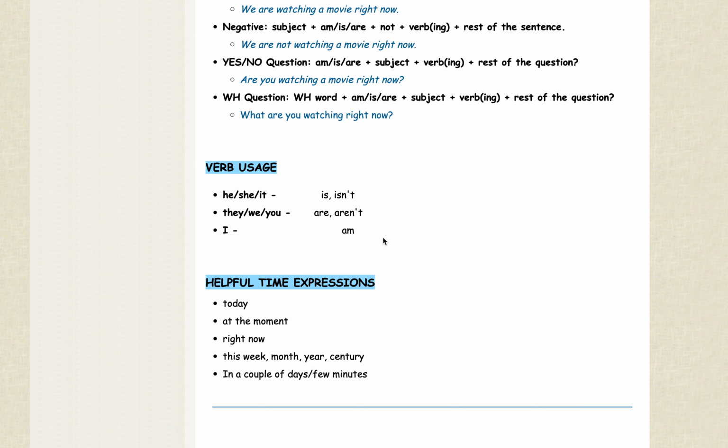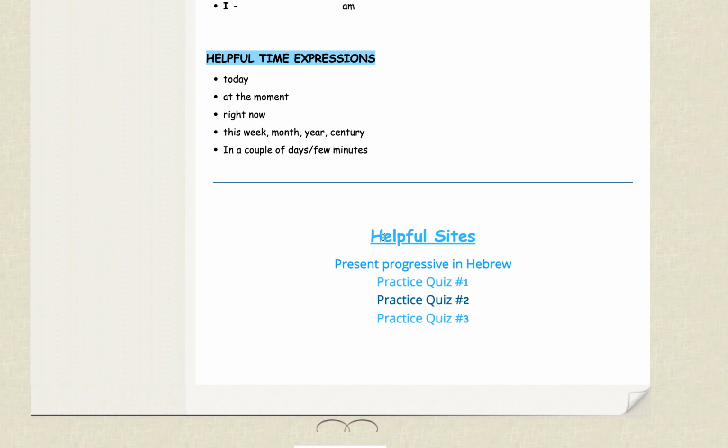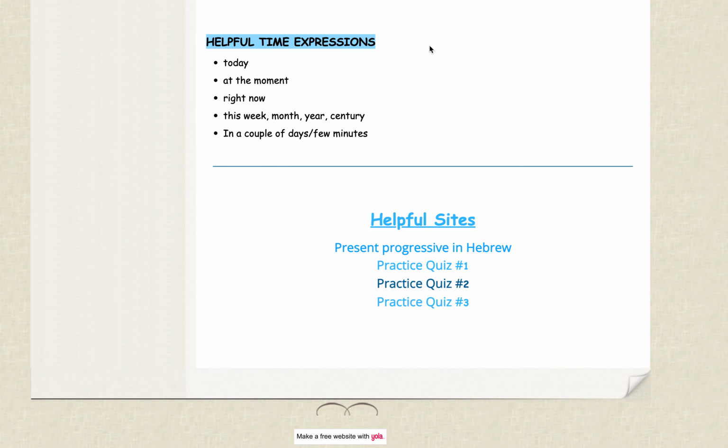And I is am. As with all verb tenses, we have helpful time expressions: today, at the moment, right now, this week, month, year, century, in a couple of days, in a few minutes. These are the time expressions you want to look for or use when using this tense.